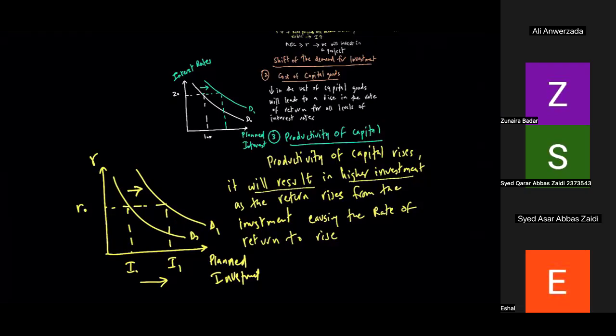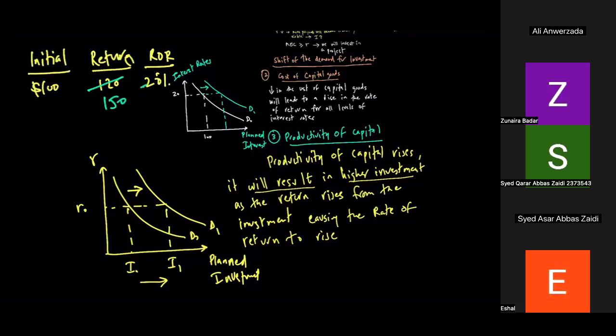The third point, yes, Yusra, sorry. The third point is basically if productivity of capital goes up. So what do we mean by this? So for example, if your initial investment was $100 and your return was 120, right? Then your rate of return, or marginal efficiency of capital, was 20%. I'm saying if your productivity of capital increases, then instead of 120 you get 150.